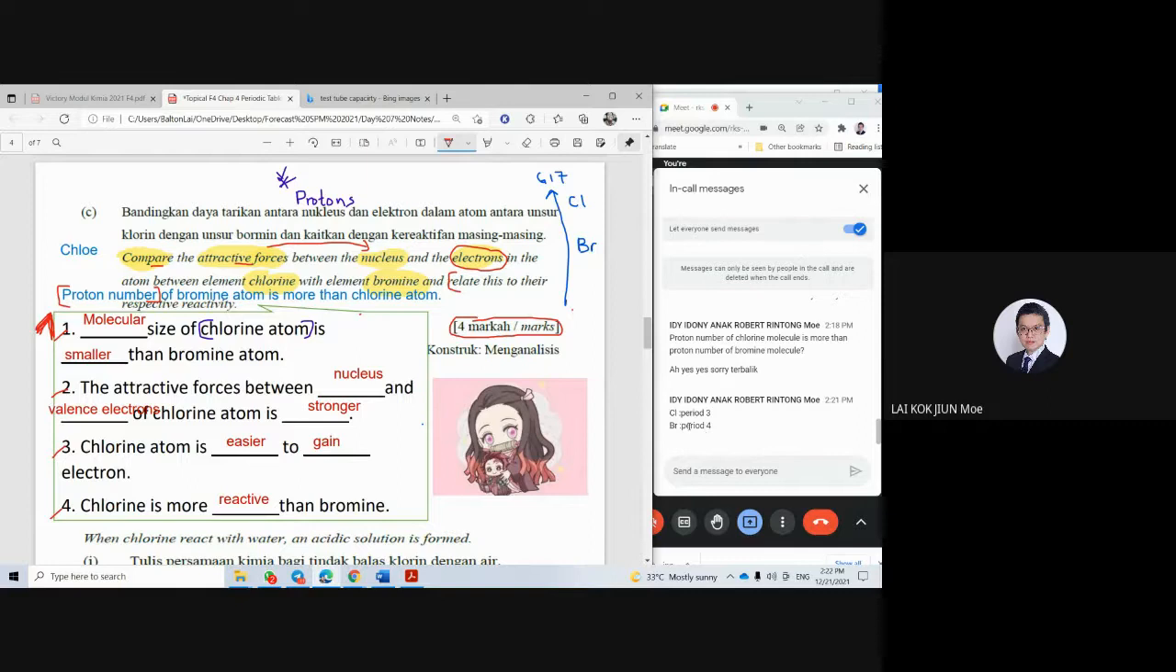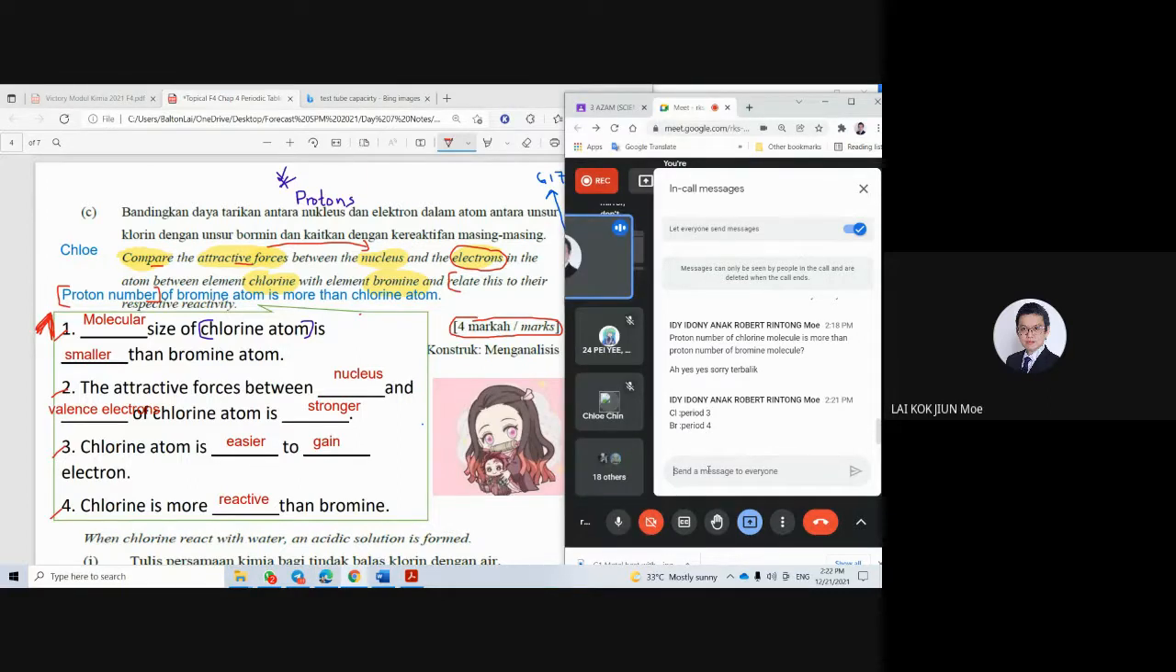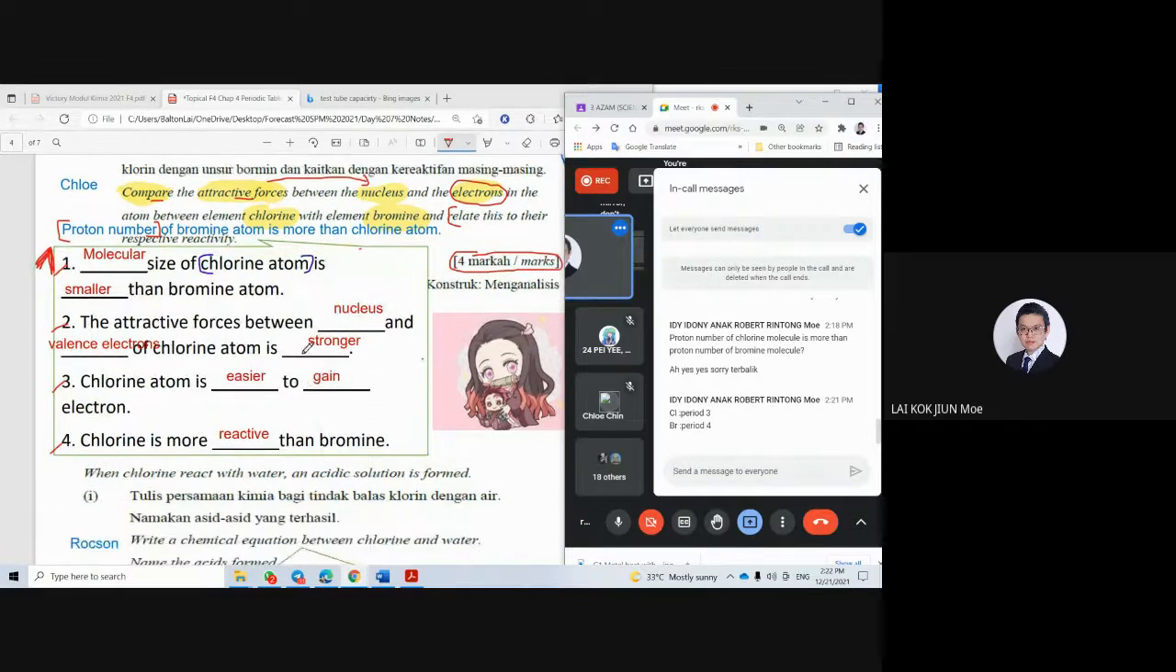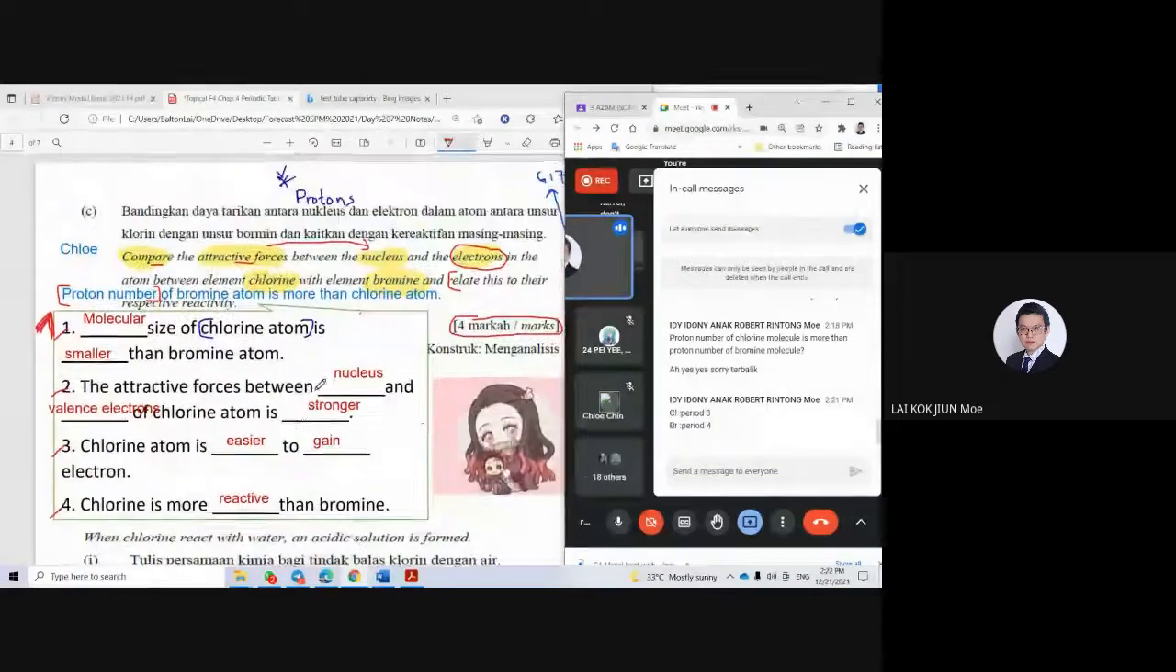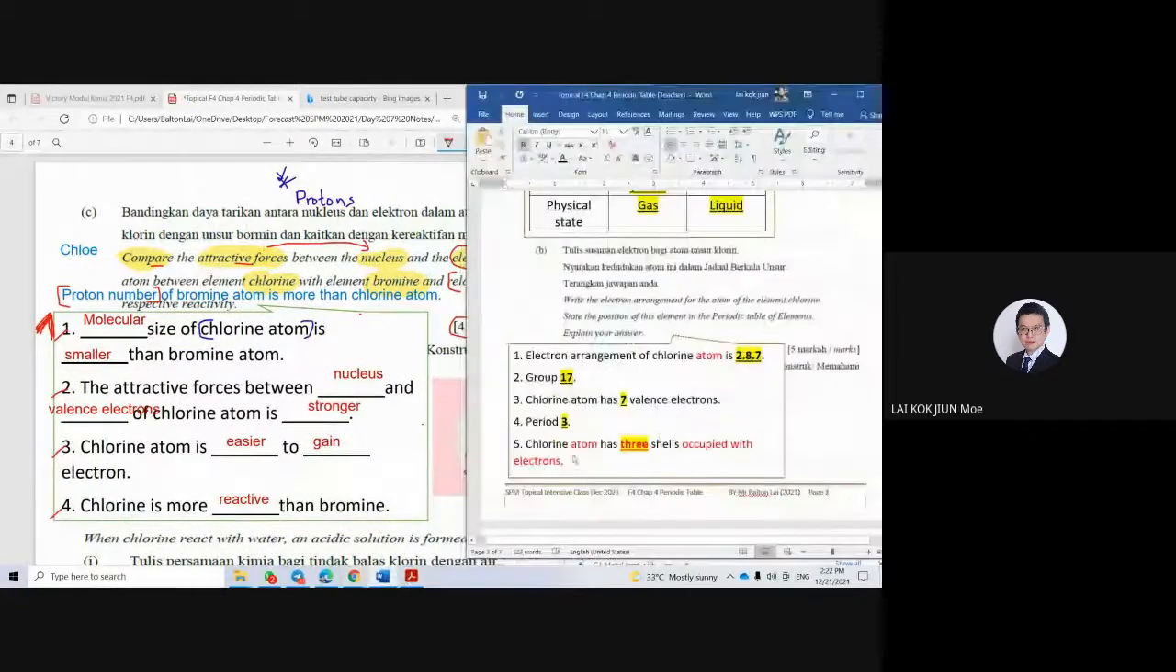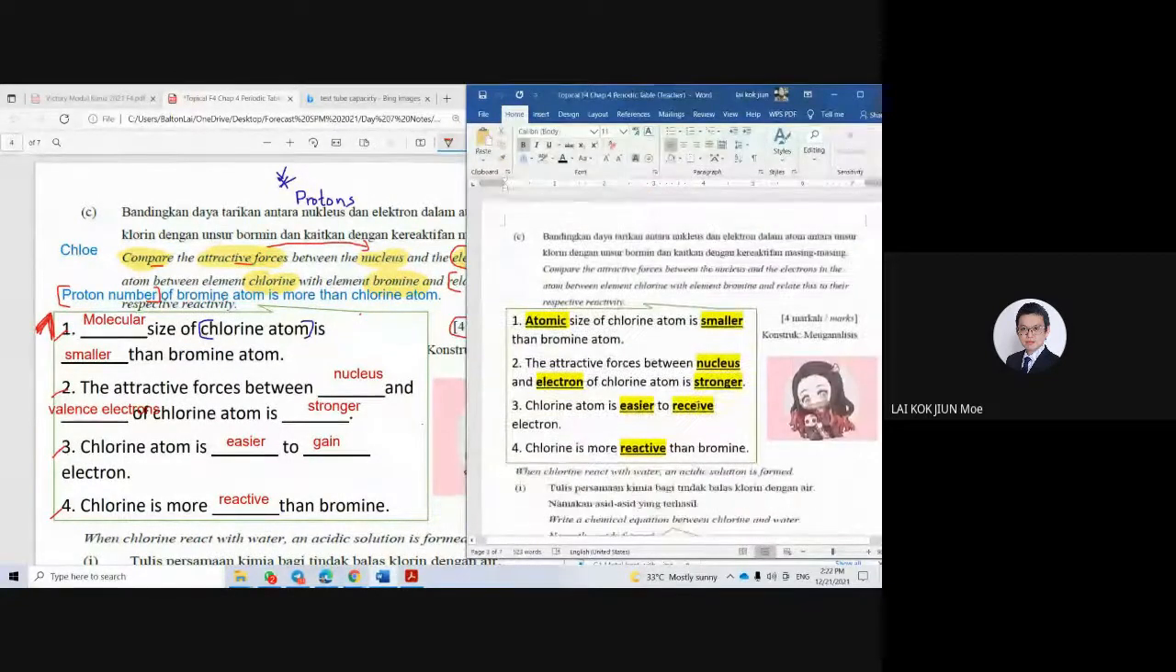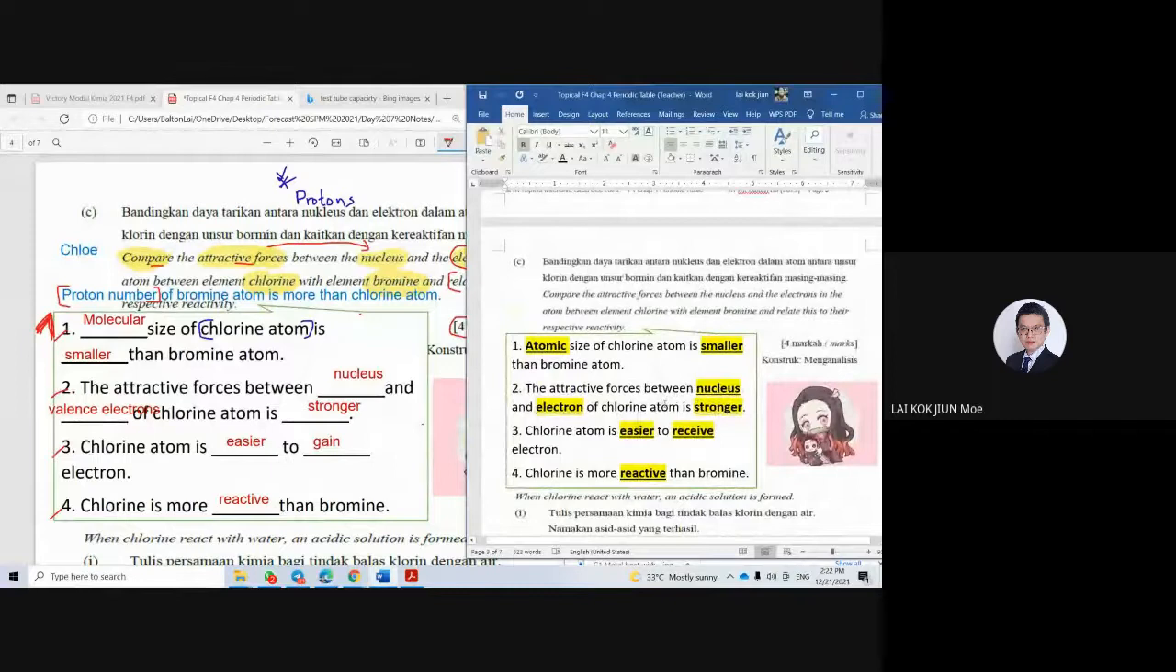Yeah, period 3, period 4. So no need, we don't need to compare period. If you add more things, then it gets confused. Okay, so then the answer will become more confused already. You just say the proton number, then enough already. Okay. So this one I think no problem. Perfect. Chloe wants to leave already, right? Chloe, I think your answer is very good. Perfect. Same as my answer.